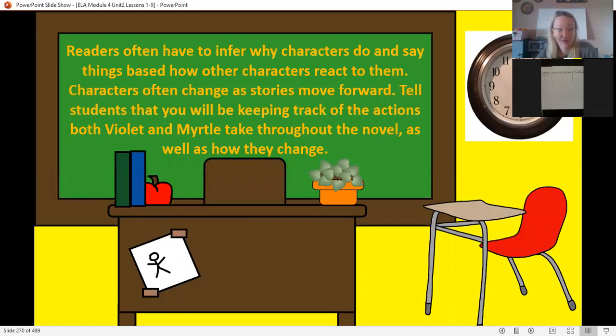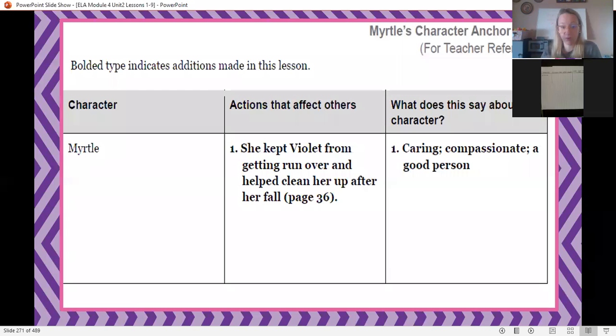So readers often have to infer why characters do and say things based on how other characters react to them. Not everything is going to be written out in black and white. She did this because she felt this way. You have to make some inference. You have to take what you know and apply it to that character. You'll be keeping track of actions with Violet and Myrtle throughout the novel, because just like us, characters change throughout a book. So make sure that you have something like this inside your module notebook.